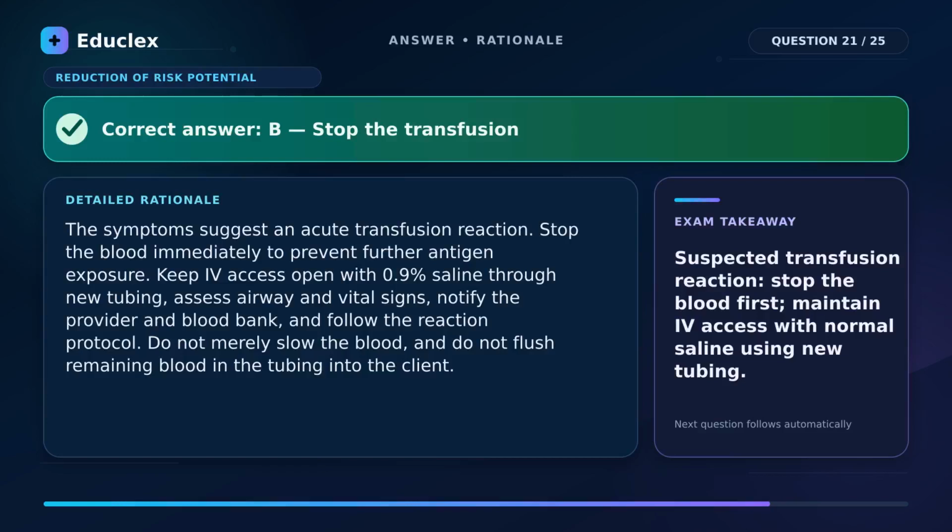Assess airway and vital signs. Notify the provider and blood bank, and follow the reaction protocol. Do not merely slow the blood, and do not flush remaining blood in the tubing into the client. Exam takeaway. Suspected transfusion reaction. Stop the blood first. Maintain IV access with normal saline using new tubing.